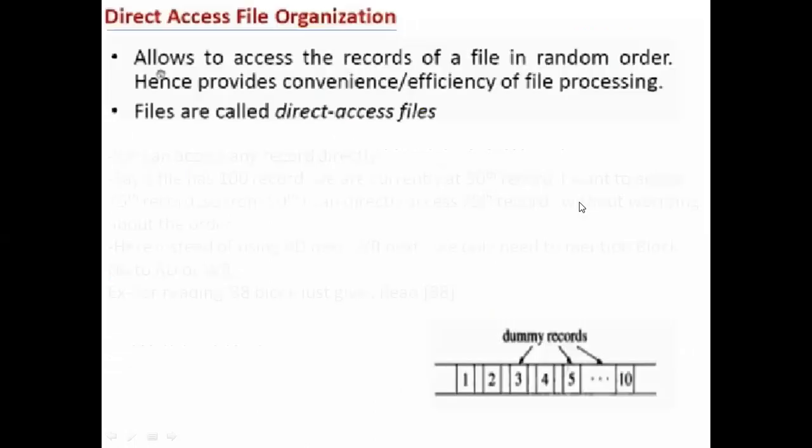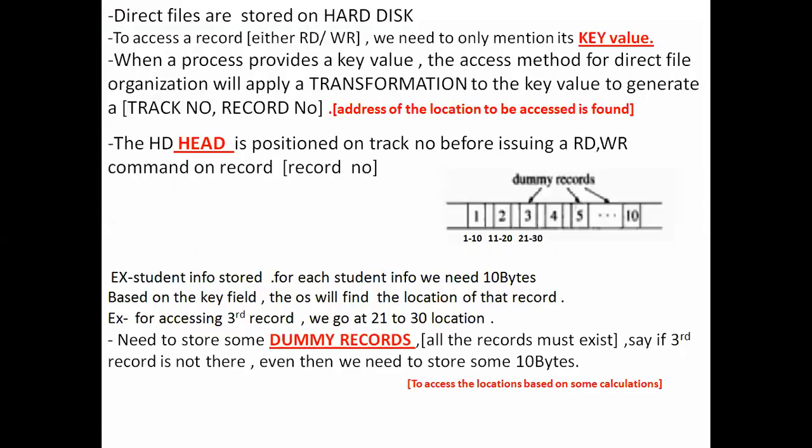Also mention this point in the direct access file organization, where, as the name itself indicates, the records can be accessed directly. The records can be accessed in random order. There is no need to follow a sequential kind of accessing, as we saw in the sequential file organization. And the second main point is the use of these dummy records.